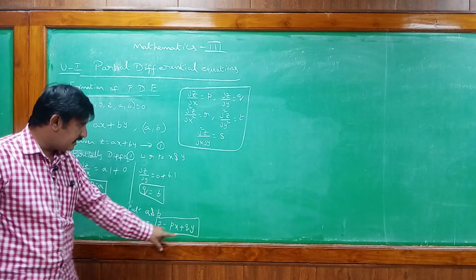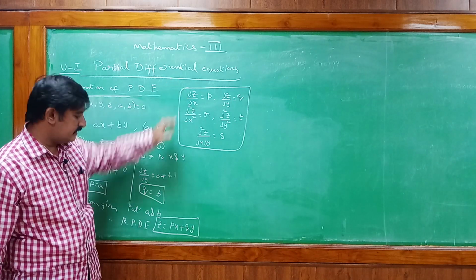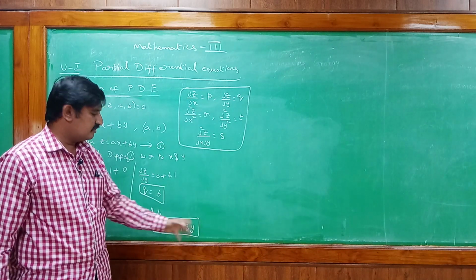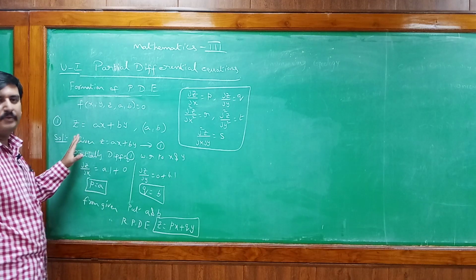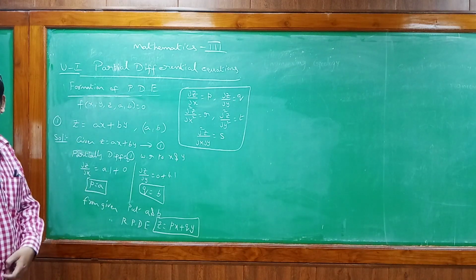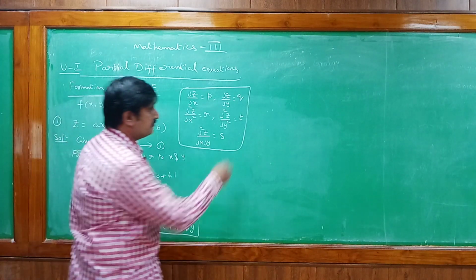So whenever I say p and q, what does my p become here? Dou z by dou x. What does my q become? Dou z by dou y. It's a very simple topic. This type of sum will come for 2 marks. Okay, we will see another example.